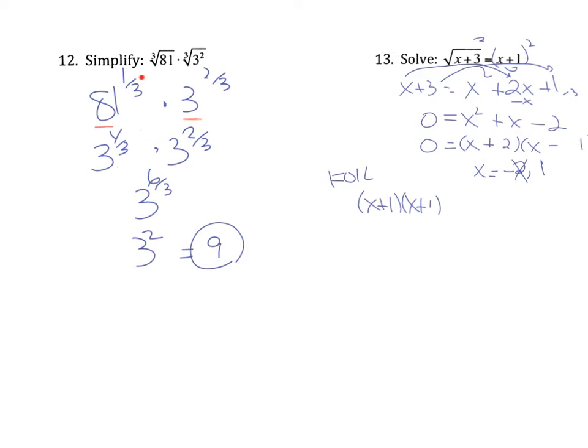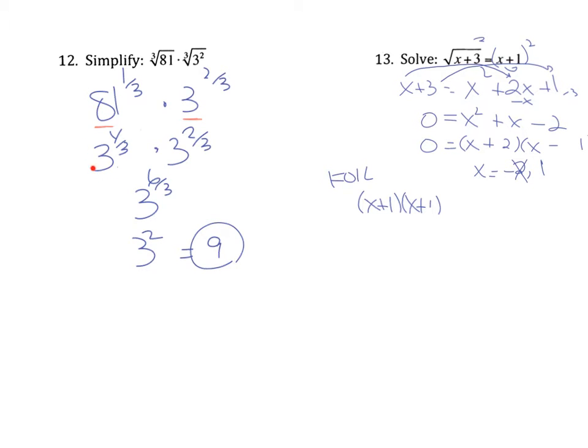12 says simplify. Remember, bottom is the root, top is the power. So I did 81 to the 1/3 power, 3 to the 2/3 power, because the 2 is the power and the 3 is the root. That's good, but you can't do anything unless they're the same number. We're always going to take the big number and make it smaller. So you take your calculator again.